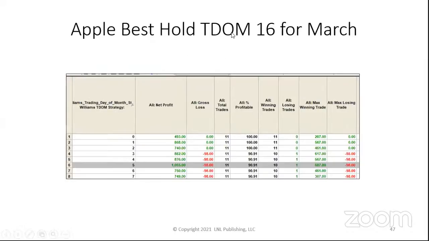And so we're going to look at the trading day of month 16 for March. That's a good trading day to buy. And how many days do we hold it? Well, we get 100% accuracy. Trading first profit opening, waiting a day, another day, makes $740. But if we go out to 5 days, we almost more than double the profit from the trade.